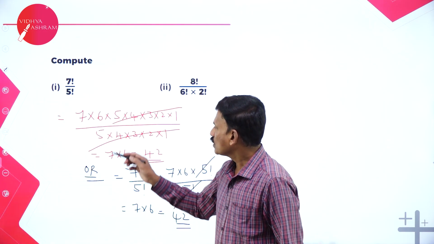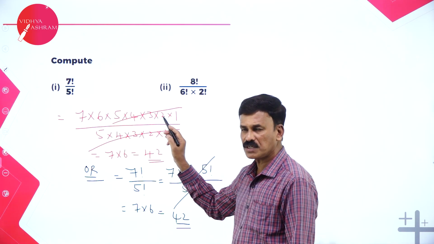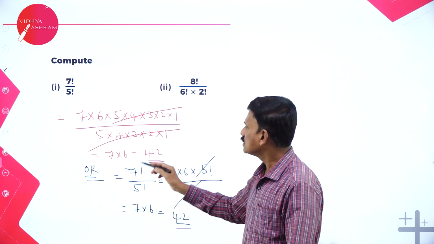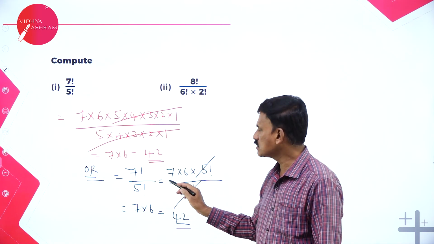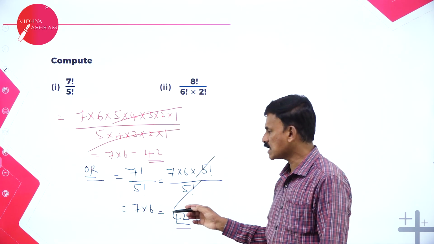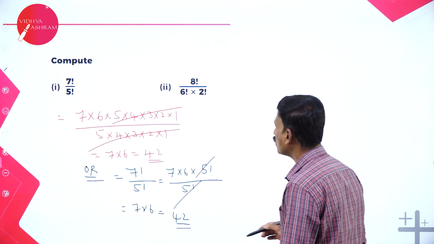Right. See here, if you want, just write down the factorial of 7 and factorial of 5. Cancel the terms which get cancelled. 7 6s are 42. Or, this 7 factorial can also be written as 7 into 6 into 5 factorial divided by 5 factorial, which gets cancelled. 7 6s are 42. Okay. Any method you can use to solve this problem.